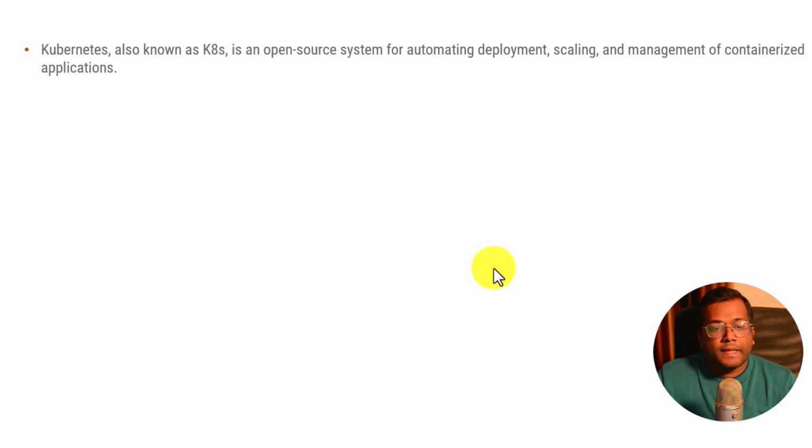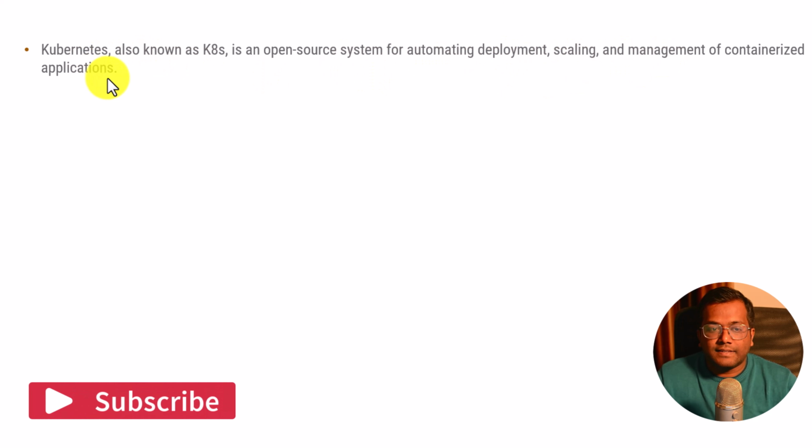So let's first understand what is Minikube. If you are learning how to install Minikube, then in that case you must be knowing about Kubernetes. So Kubernetes, also known as K8s as a short form, is an open source system for automating deployment, scaling and management of containerized applications.